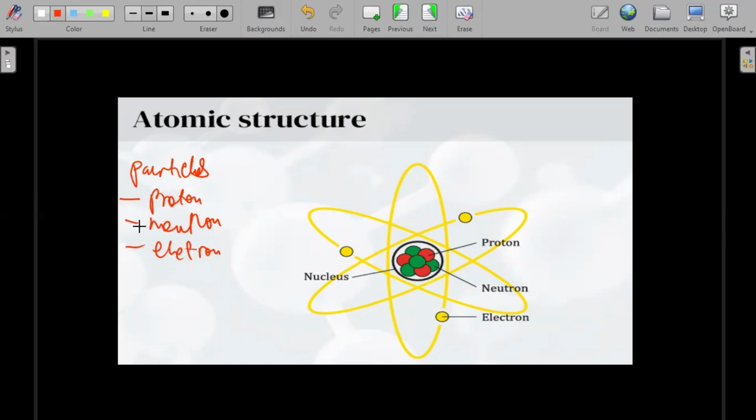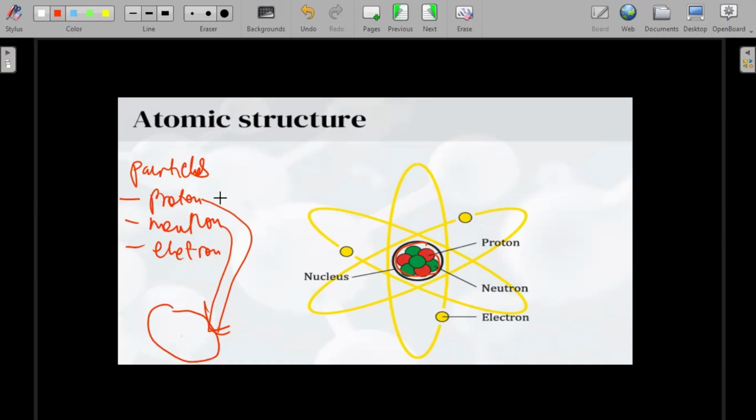If we look at the atom itself, you notice that it has other parts. It has the nucleus and the shells surrounding it. In the nucleus of an atom, that's where we find two particles, the protons and the neutrons. Then in the shells, you are going to find electrons.